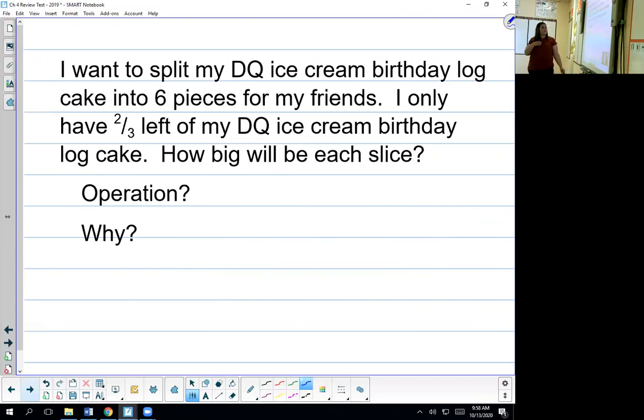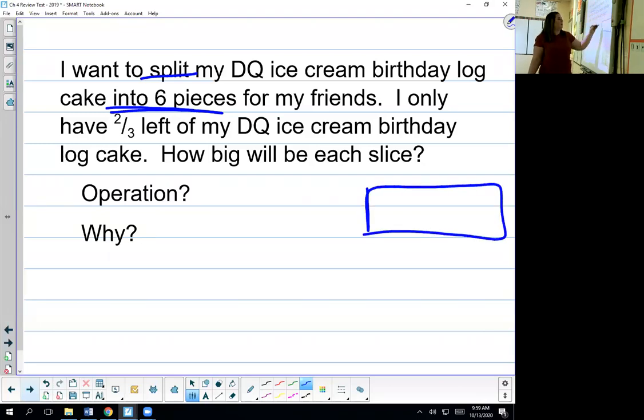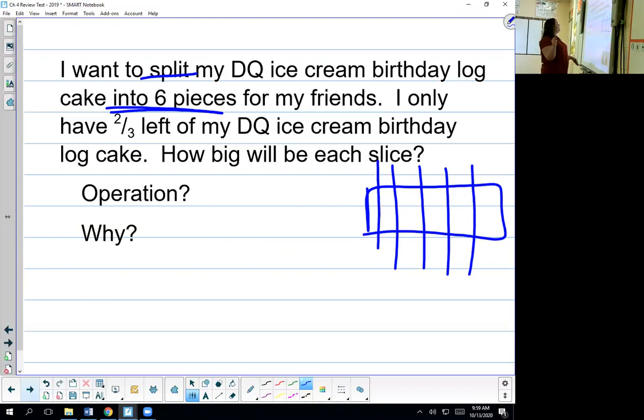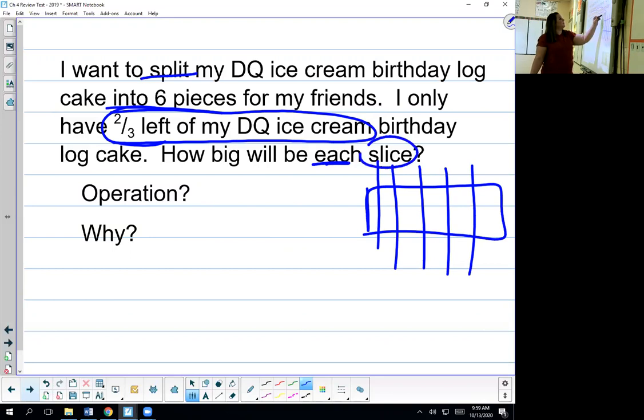Okay, let's look at this one. I want to split my Dairy Queen ice cream birthday log cake into 6 pieces. So I got a birthday cake log. I'm going to cut it into 1, 2, 3, 4, 5, and 6, all the same amount. But I only have 2/3 of my DQ birthday ice cream left, so we ate 1/3. How big or how long will each slice be? I want to know how long each slice will be. So that's the question. Okay.